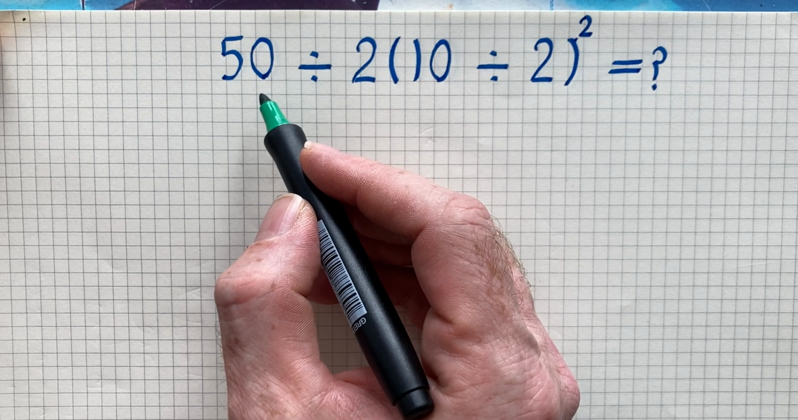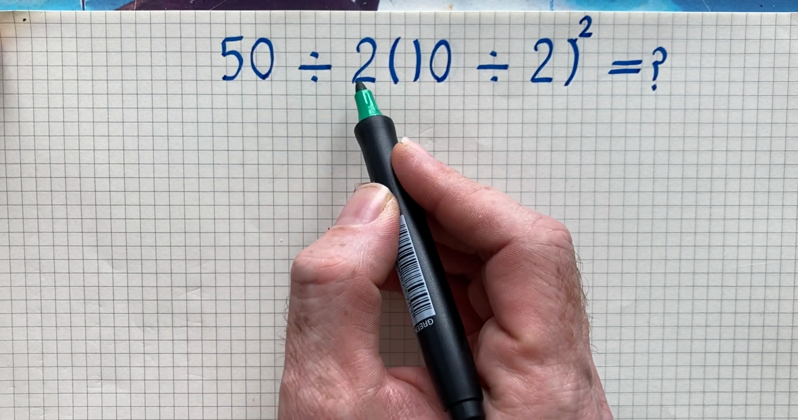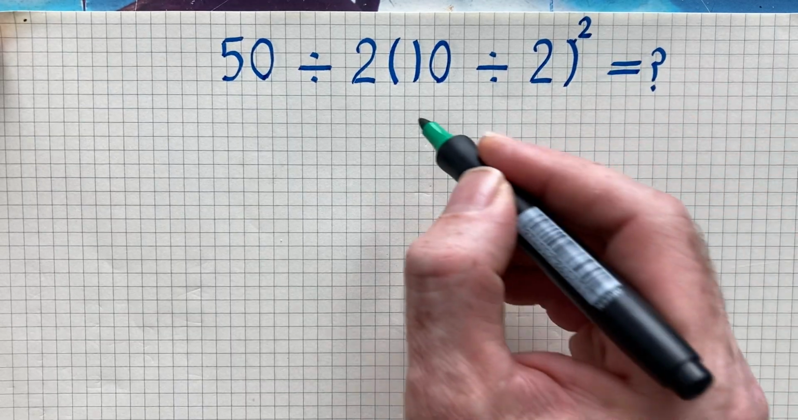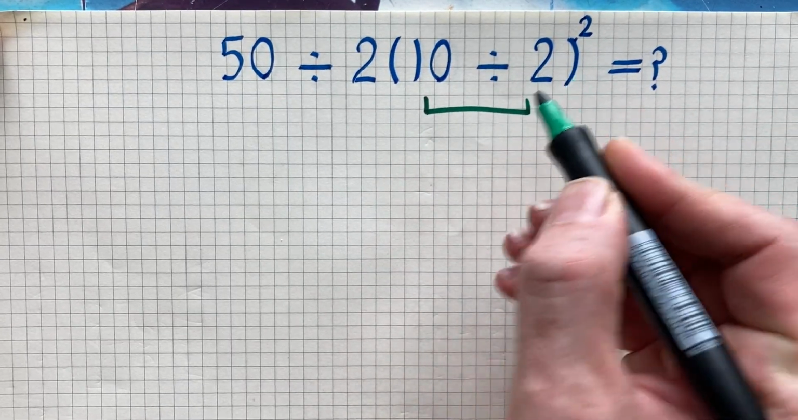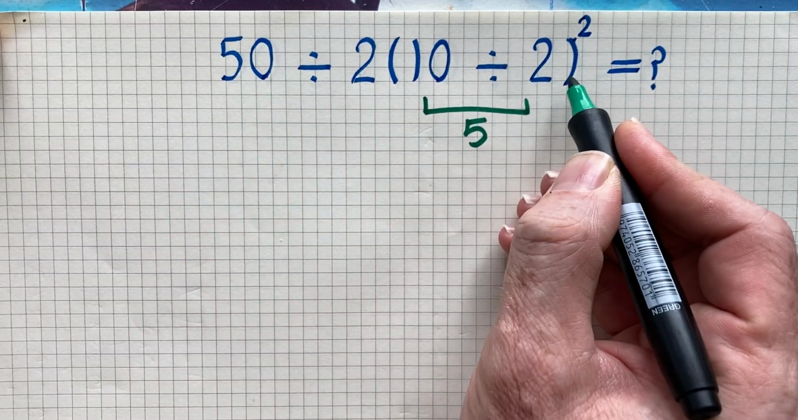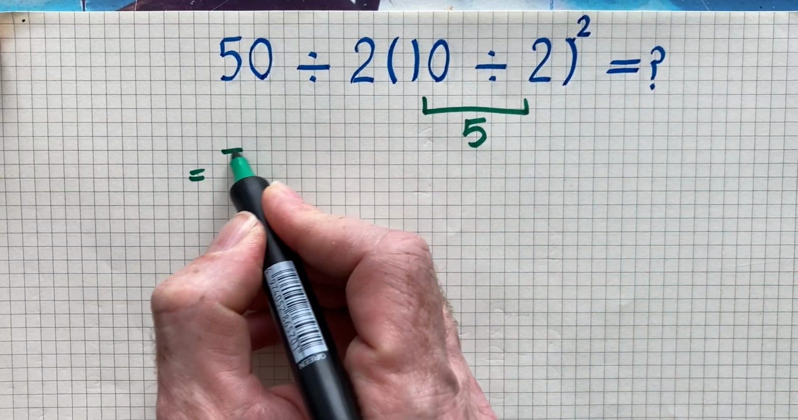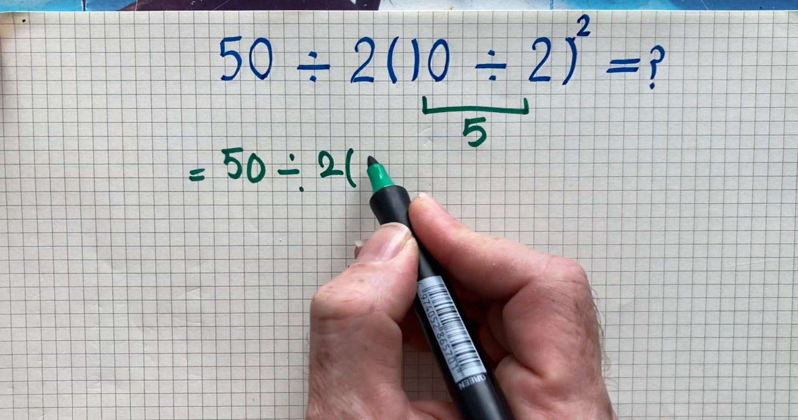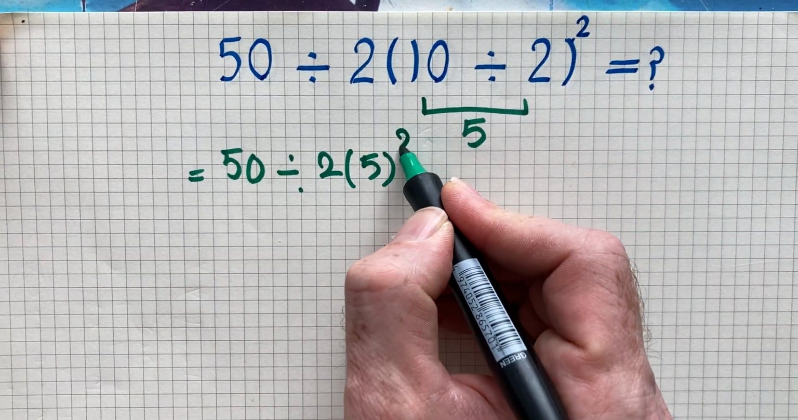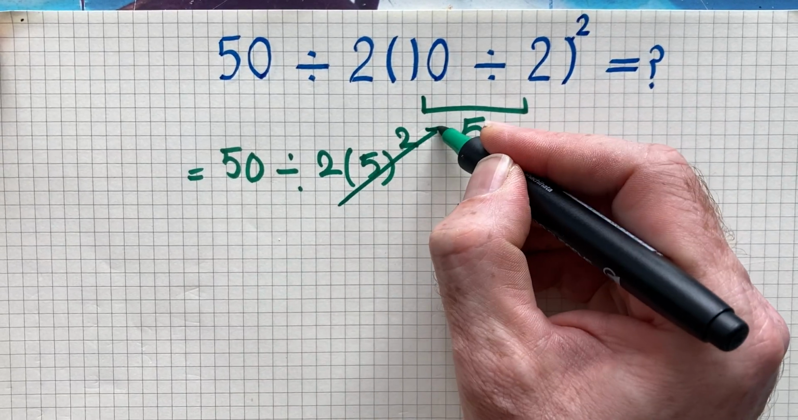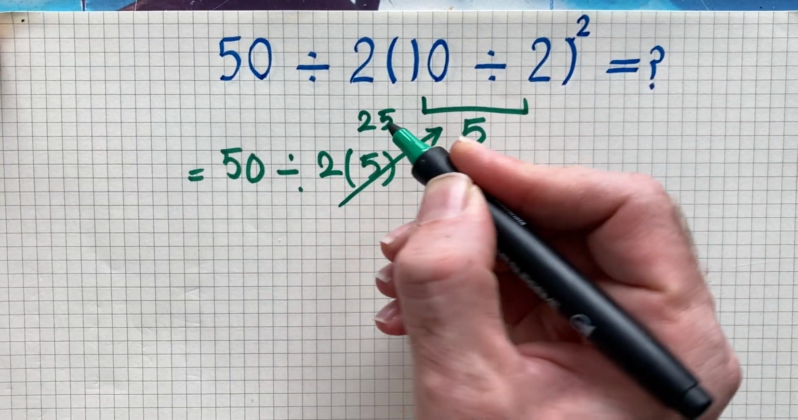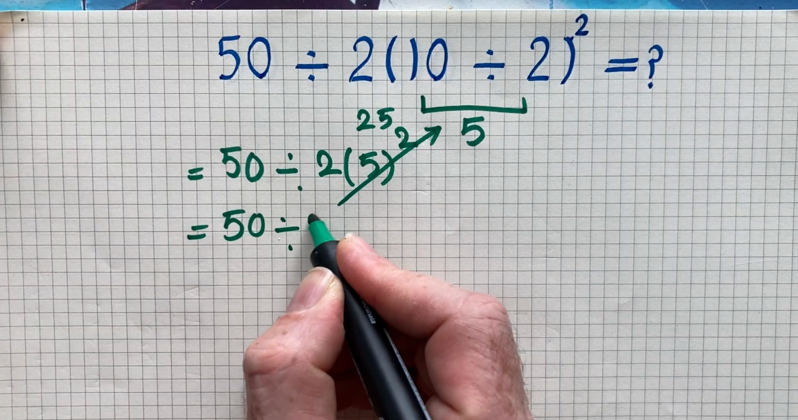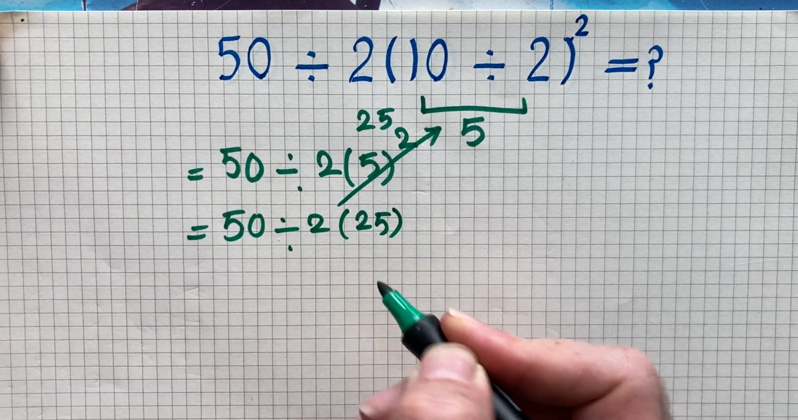In this video, we are going to find out the value of 50 divided by 2 times (10 divided by 2) to the power of 2. All right, 10 divided by 2 gives us 5. So it can be written in the form of 50 divided by 2 times 5 to the power of 2. As you know, 5 to the power of 2 is 25. So I write it in the form of 50 divided by 2 times 25.